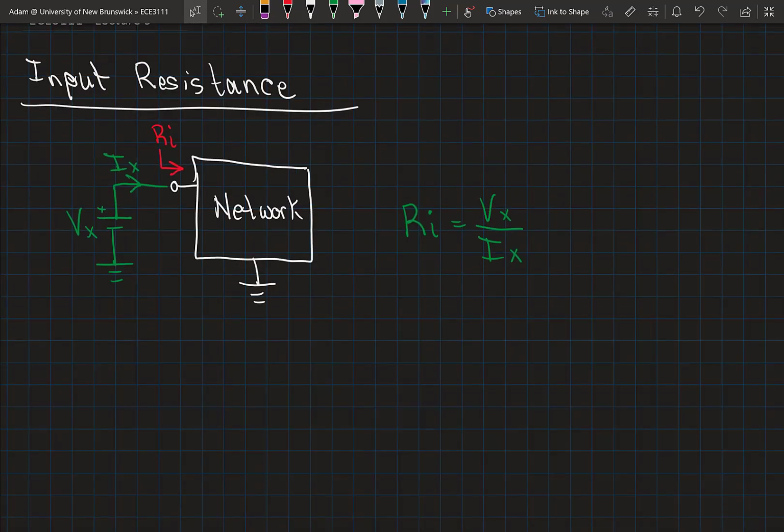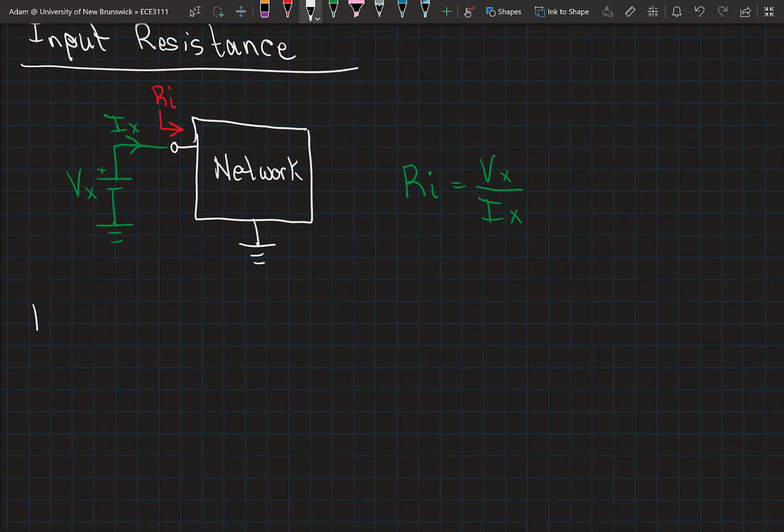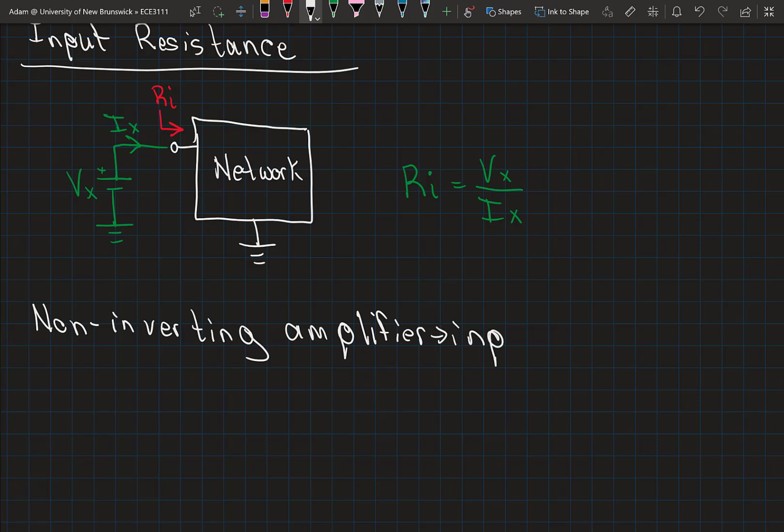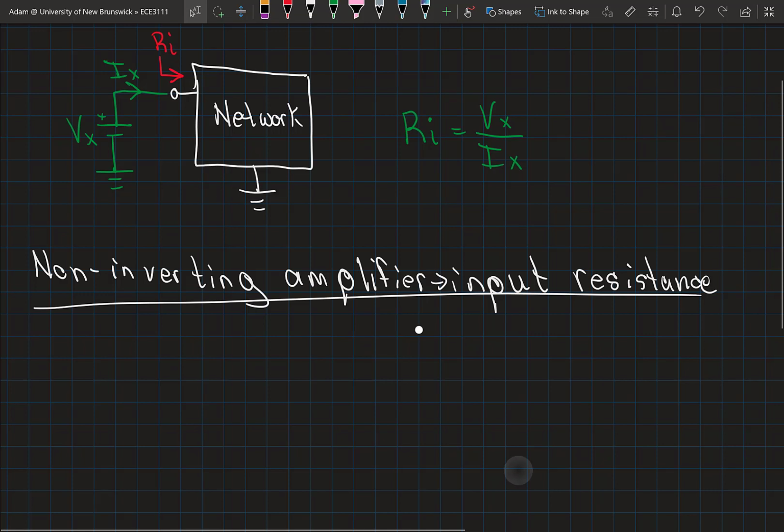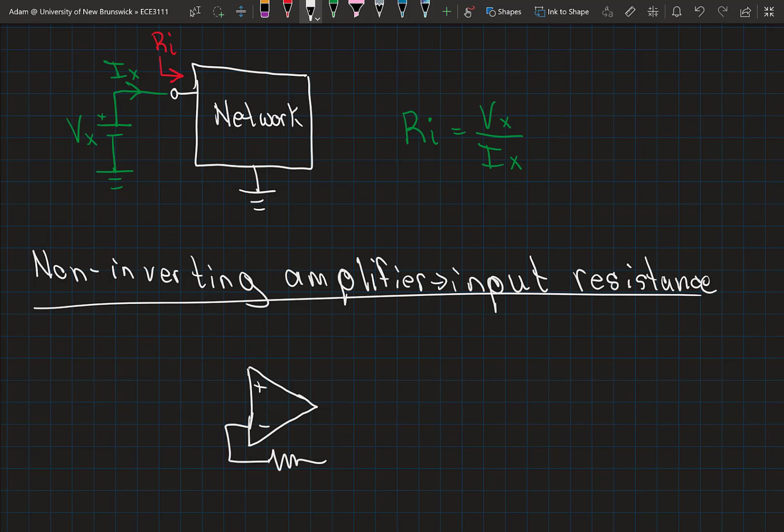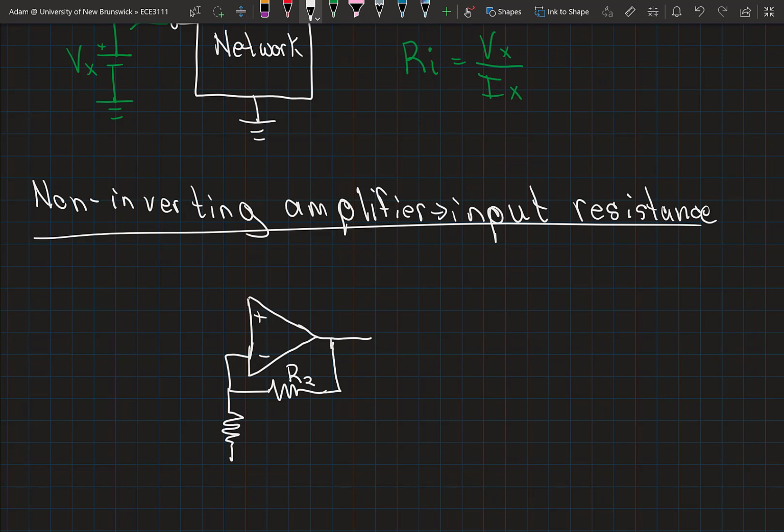Let's apply that concept to a couple of the amplifier configurations we've been looking at for op amps. Let's start with the non-inverting amplifier, and look at its input resistance. My non-inverting amplifier, hopefully you recall, is designed with negative feedback going from the output terminal to the inverting terminal, as is always the case for our op amps when configured as an amplifier. We need negative feedback to stabilize the gain.